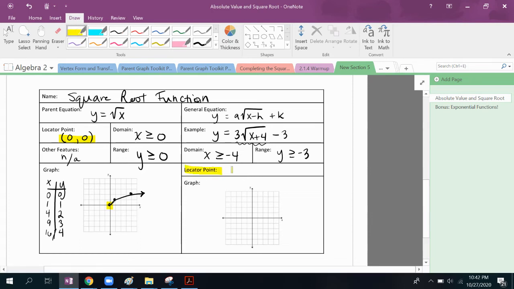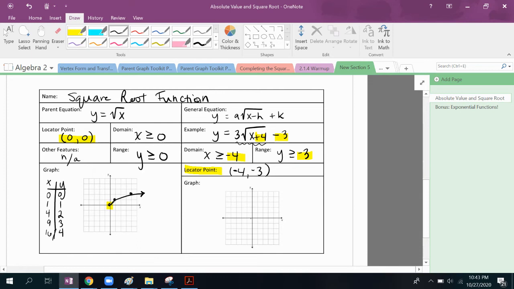That is very much related to our locator point, (-4, -3). This is not called a vertex. We usually just call it a locator point. A vertex is restricted to when we're talking about a change in direction, like for absolute value or for quadratic.